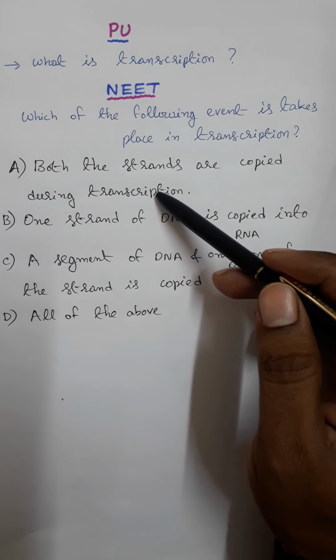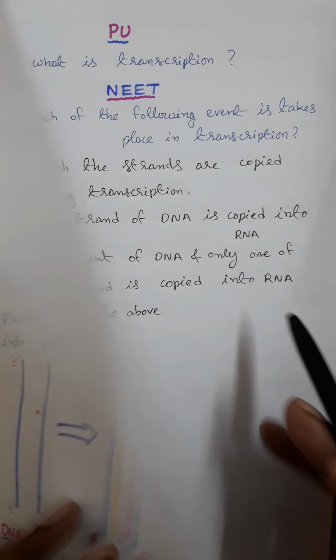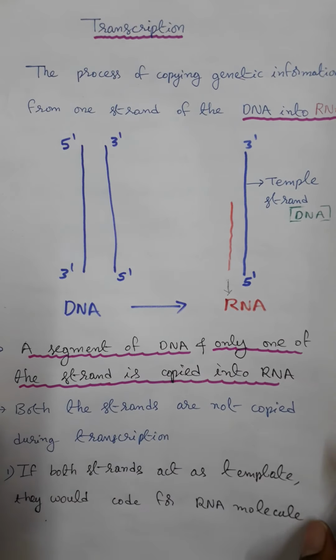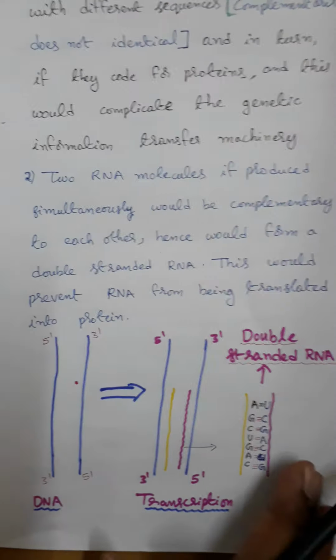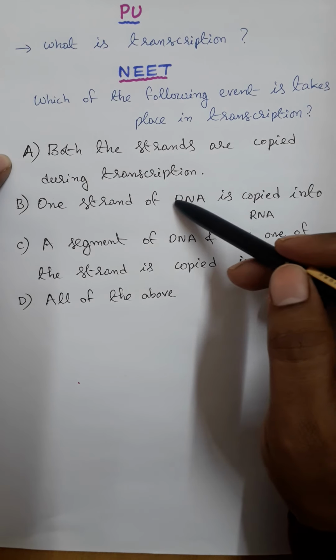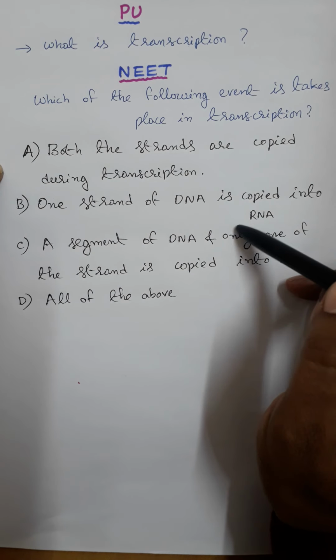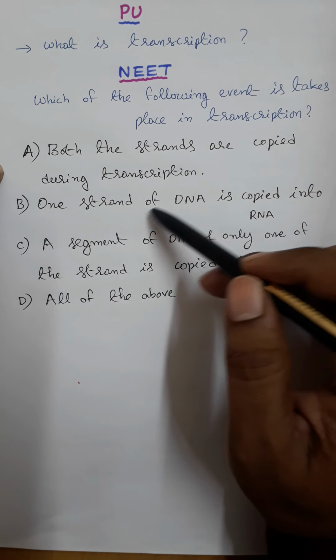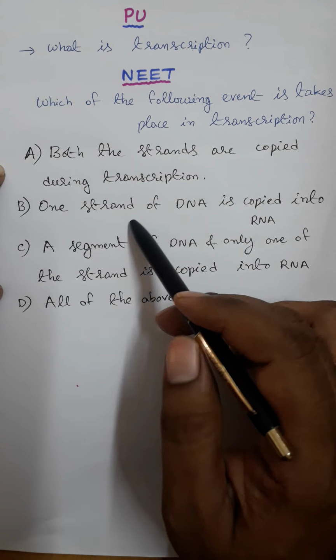What is the first option? Both the strands are copied during transcription. Both the strands are not copied, so it doesn't take place. Option B, one complete strand of DNA is copied into RNA. Not a complete strand. Okay, so B is also wrong.